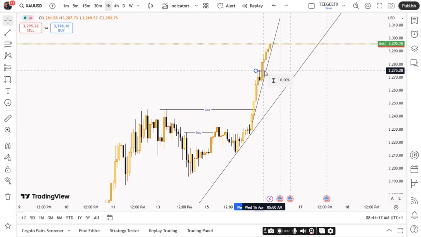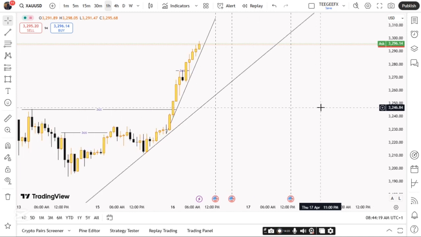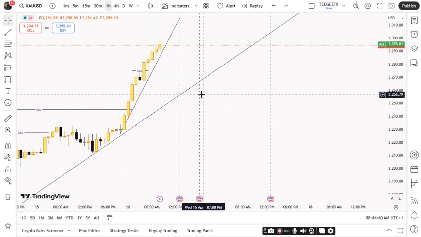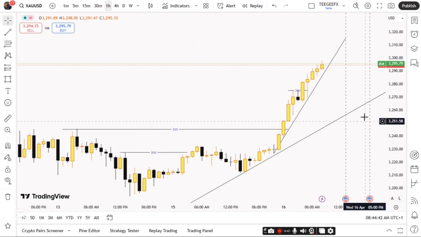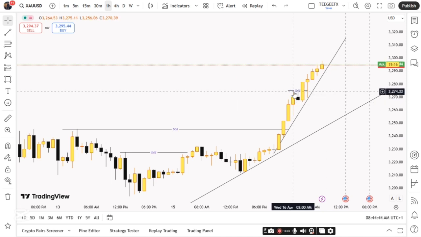This is a break of structure. I only identify my break of structure on 1 hour. Put this on your score on 1 hour, please. I don't use 15 minutes for my break of structure. I only use 15 minutes to find liquidity and refine my order block. So when you come to the 1 hour here, let me make it big. You can see there's also a break of structure here on 1 hour.